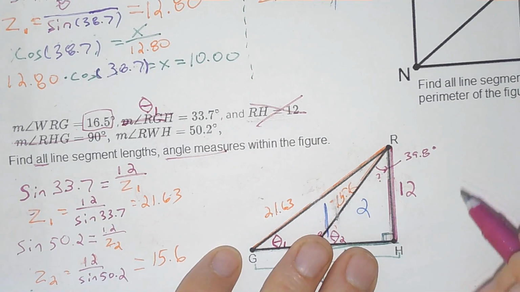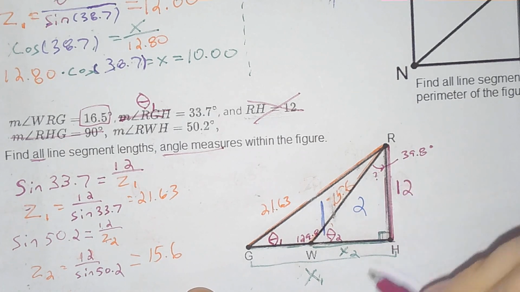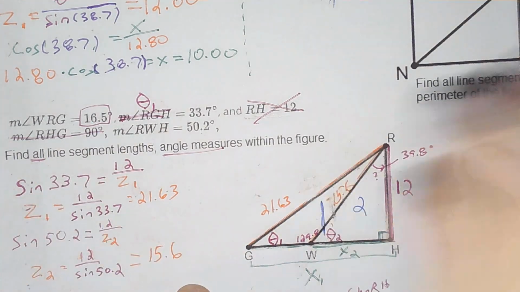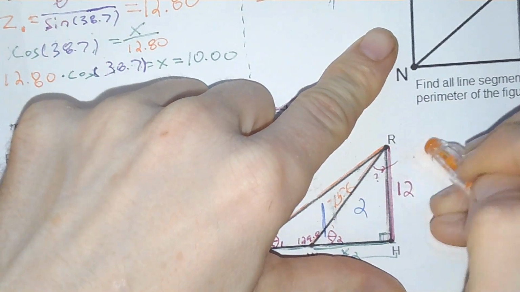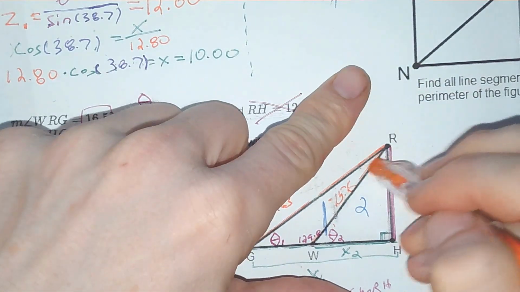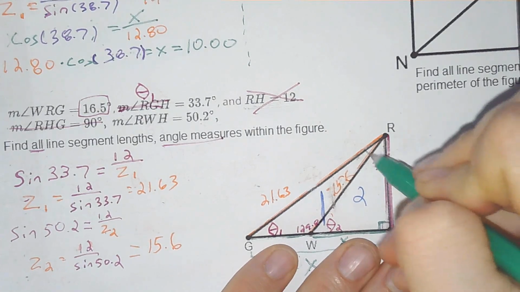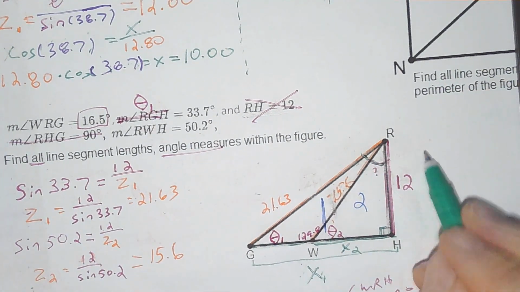Okay, so that's 39.8 degrees. We'll call that WRH, measure of angle WRH equals 39.8 degrees. So why that doesn't matter, right? Because it might be helpful to know what the measure is. I'm going to use green for this because this is the opposite. This measure here doesn't give us the measure of GRH.